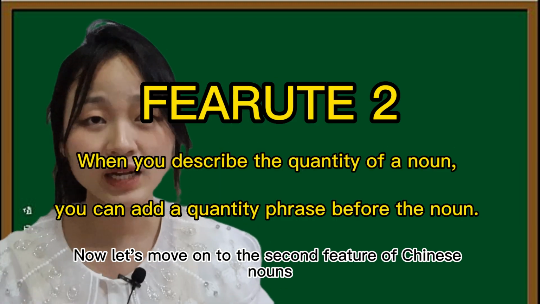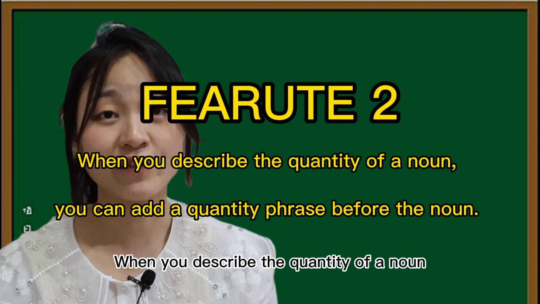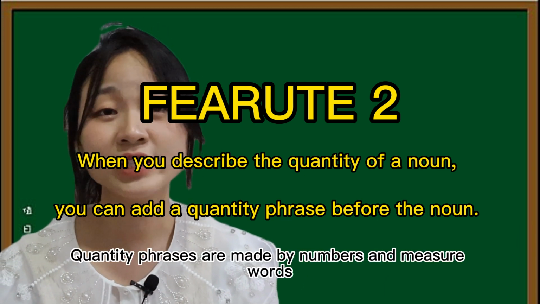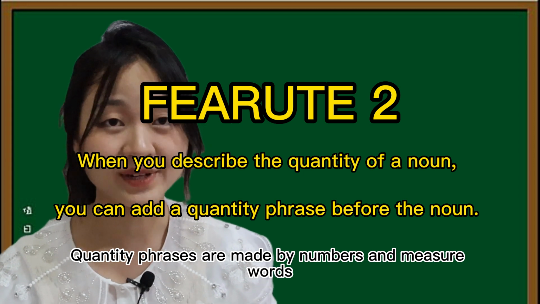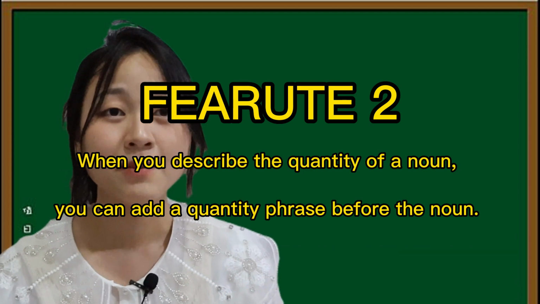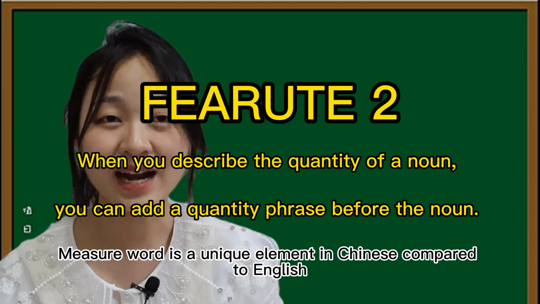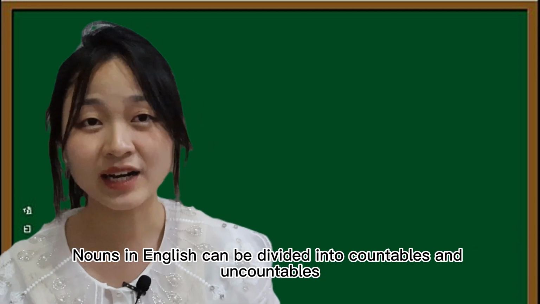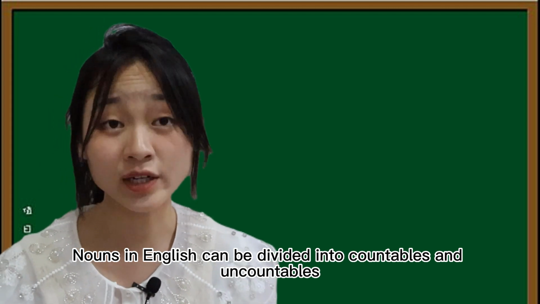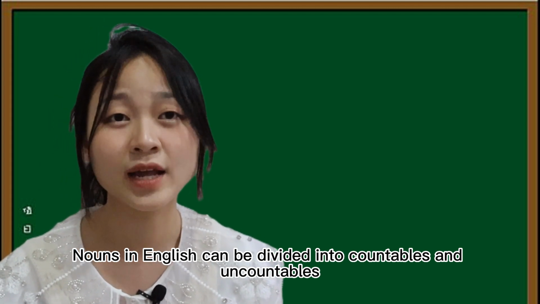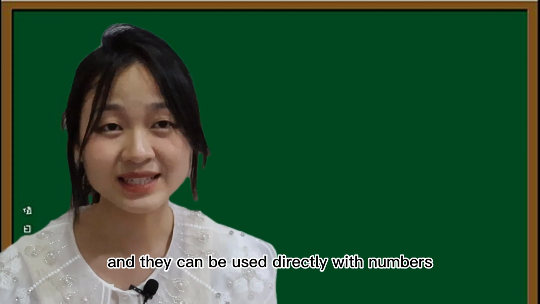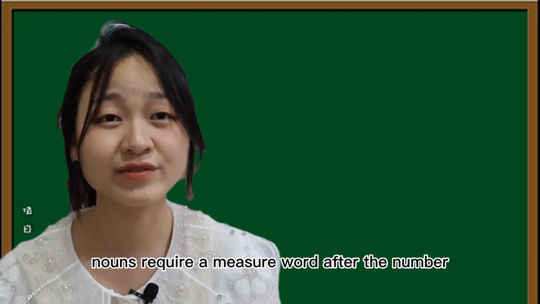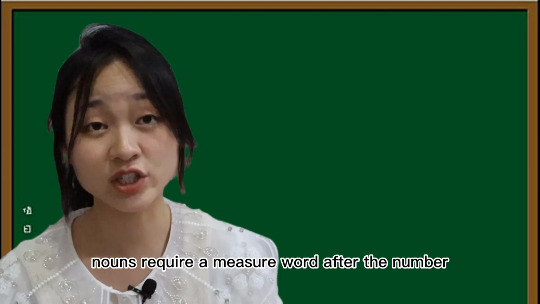When you describe the quantity of a noun, you can add a quantity phrase before the noun. Quantity phrases are made by numbers and measure words. Measure words are a unique element in Chinese compared to English. Nouns in English can be divided into countables and uncountables, but they can be used directly with numbers. But in Chinese, nouns require a measure word after the number.